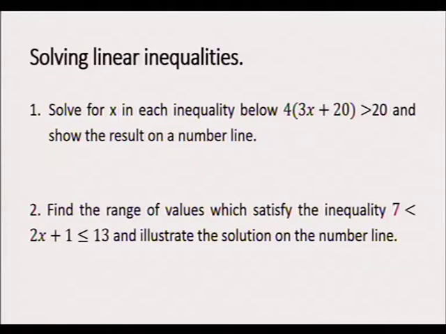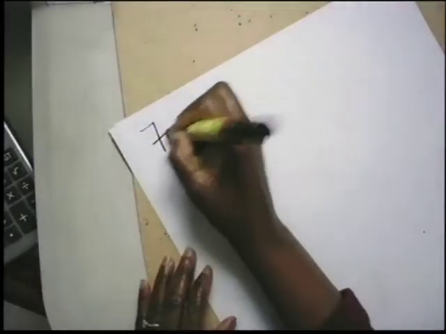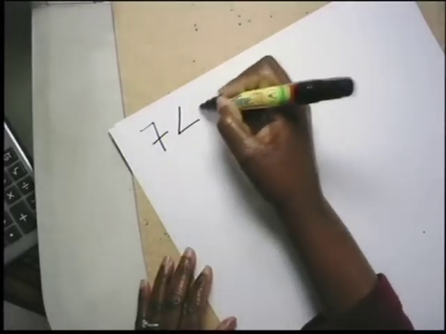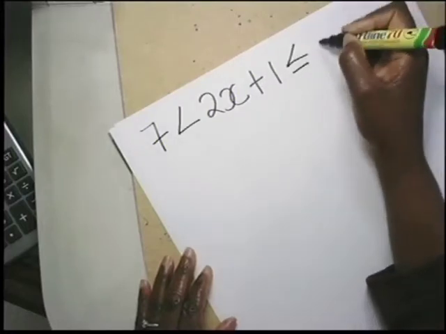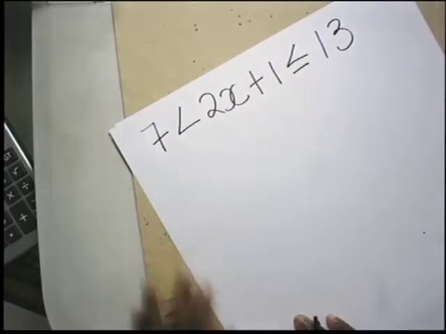The second question is, find the range of values which satisfy the inequality 7 less than 2x plus 1 less than or equal to 13. And again, illustrate the solution on the number line. Okay, let's look at that one. Let's write the inequality again. So we have 7 less than 2x plus 1 less than or equal to 13. This is what you have.